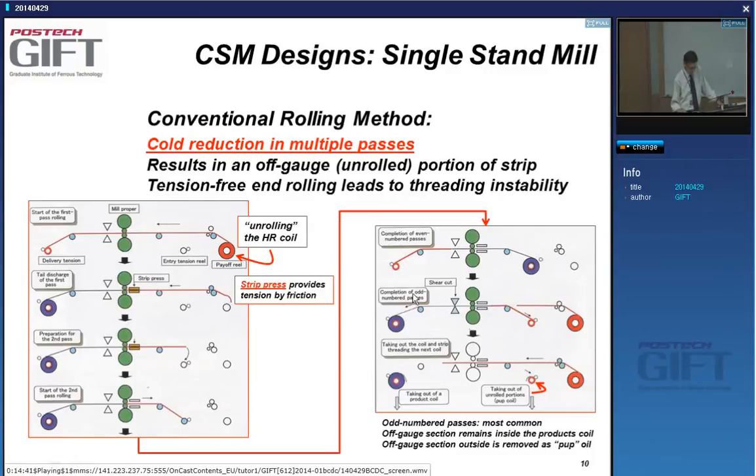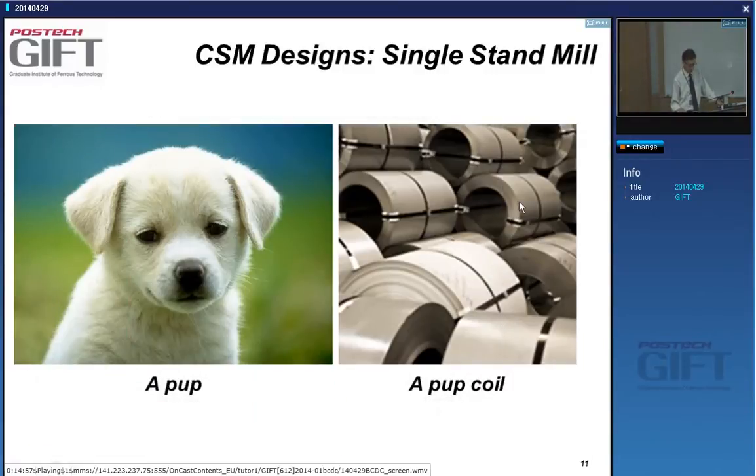So this odd number of passes is what you see is most common. You get off gauge sections remaining inside, and the outside off gauge section makes a pup coil, yes? So these are pup coils. These are these small coils that are off gauge, and this is a puppy. It's the same pup. Okay? So you call them pup coils because they're small and cute, like this dog. Okay?